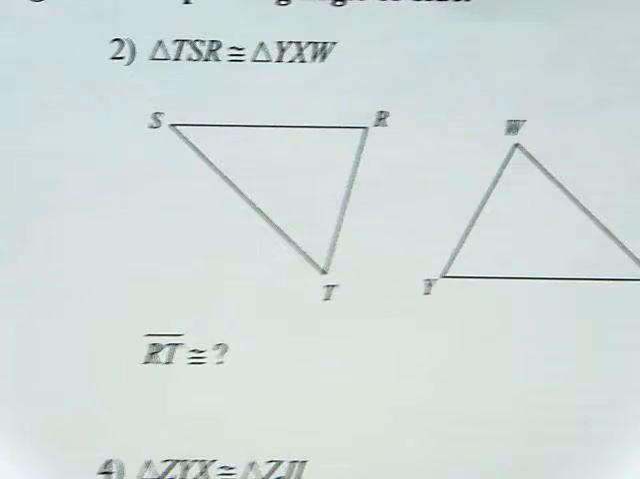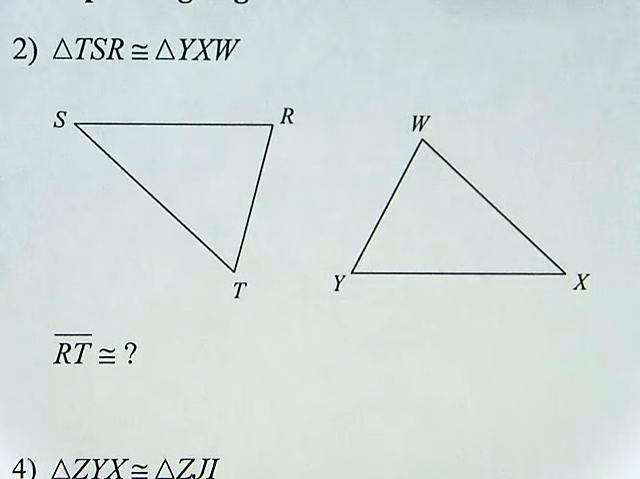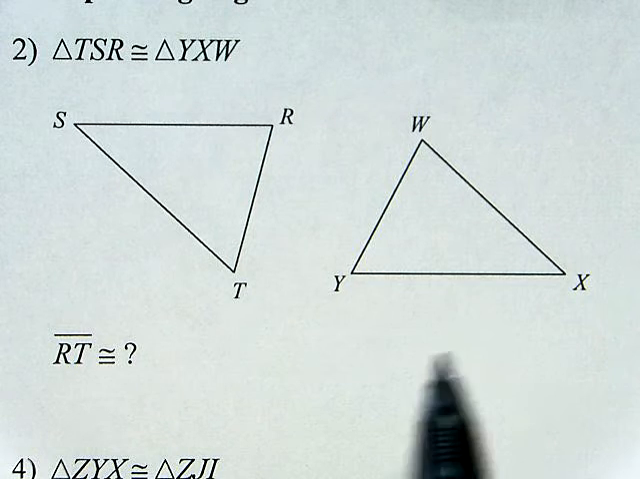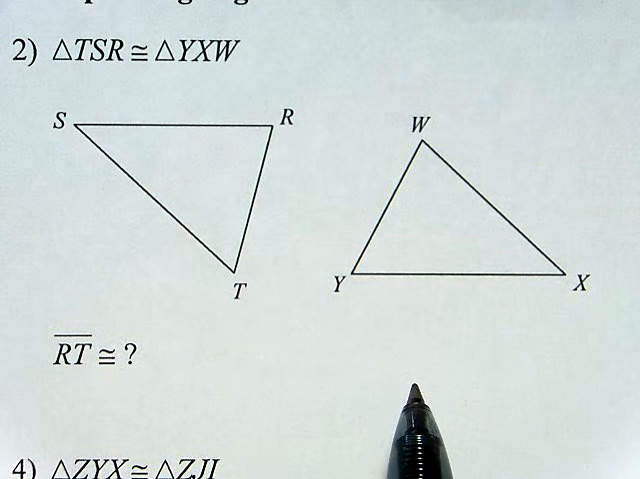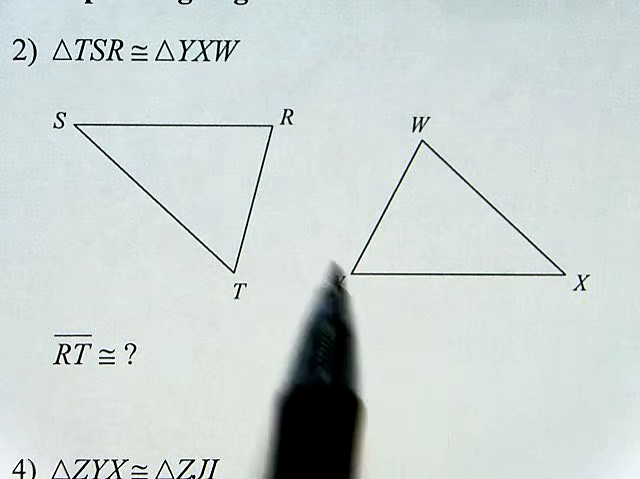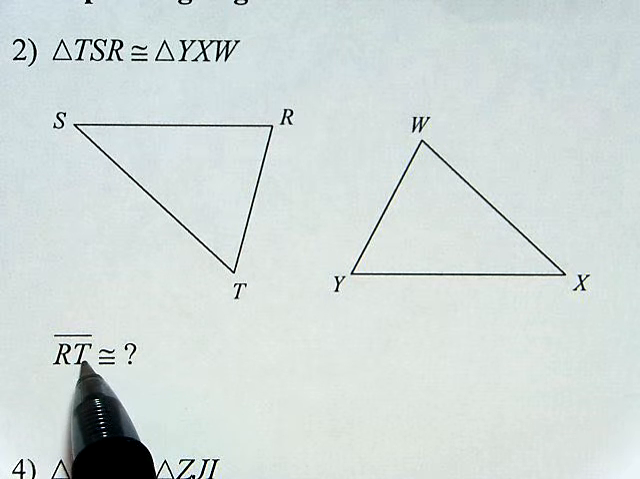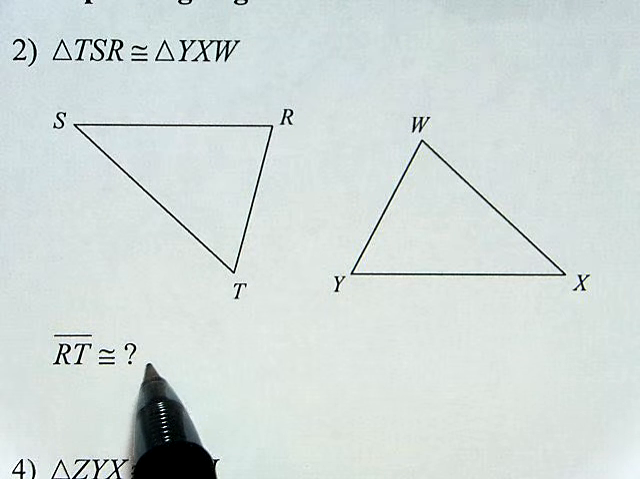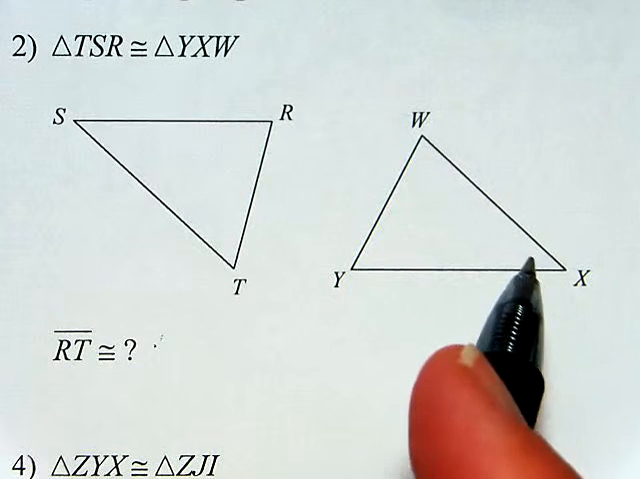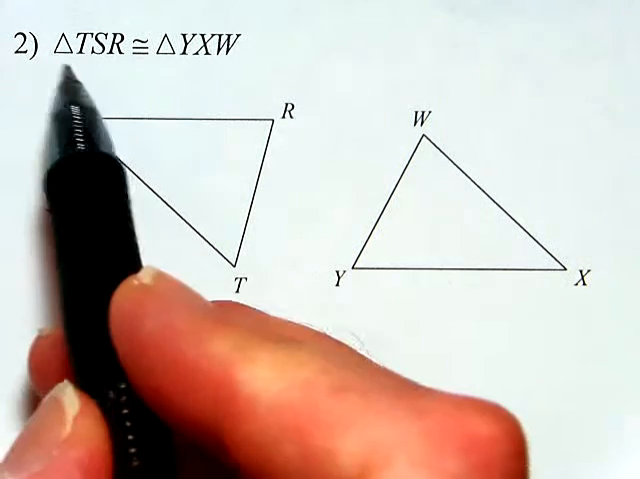The second problem gives us two other triangles. Triangle TSR is congruent to triangle YXW, and then it asks us: RT is congruent to what side? So we can go ahead and look at it in terms of congruent corresponding angles.